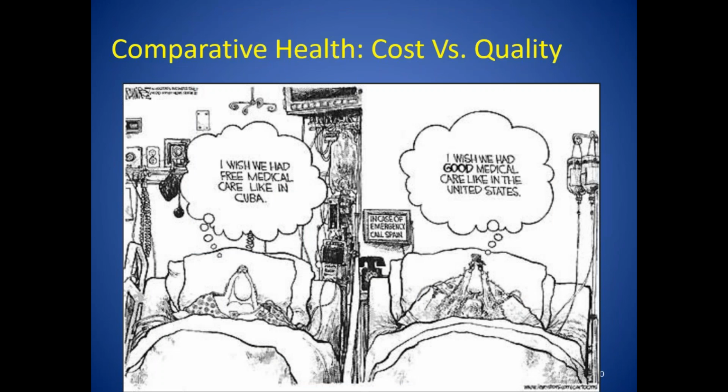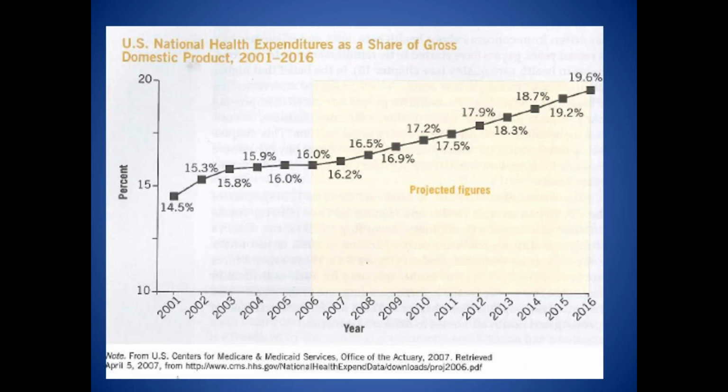As an example comparison of cost and quality, I came across this cartoon. Somebody hospitalized in the United States: I wish we had free medical care like in Cuba. The patient obviously is surrounded by all sorts of technology. Second panel is Fidel Castro prior to his death in a much more basic system, saying, I wish we had good medical care like in the United States. So what's the relationship between cost and quality becomes an important factor. Just a little bit of information about the cost of care in the U.S.